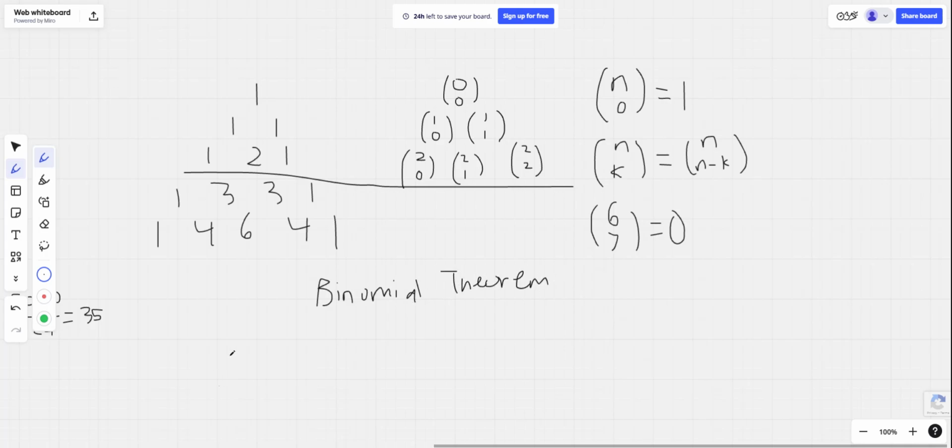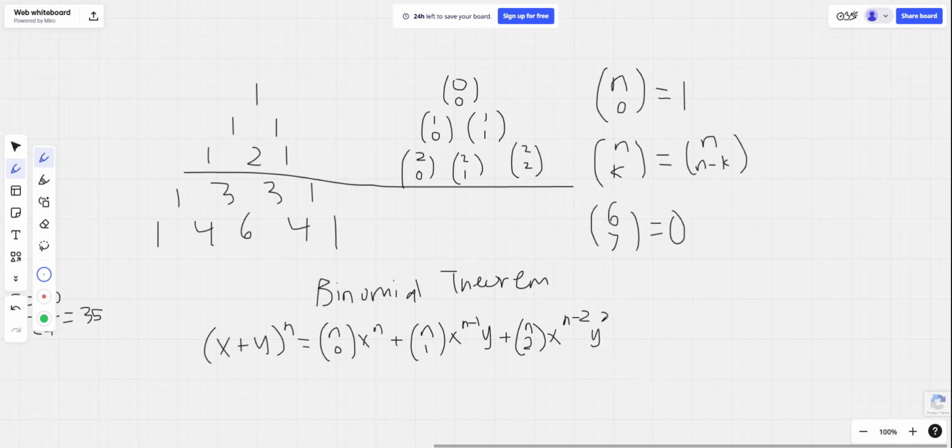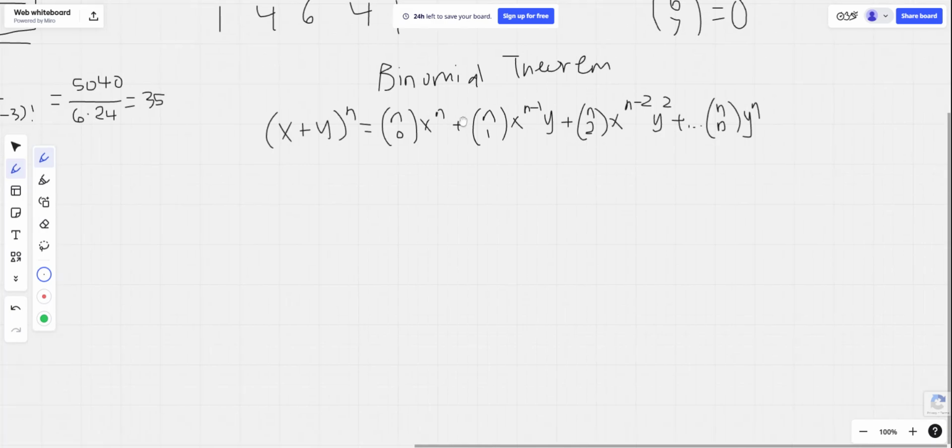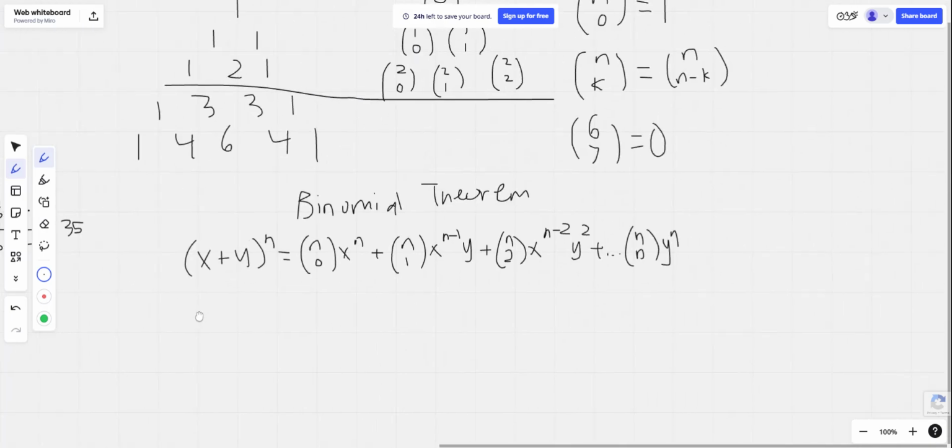Okay, so the binomial theorem states that if you expand (x plus y) to the nth power, you get n choose 0 x to the n, plus n choose 1 x to the n minus 1 times y, plus n choose 2 times x to the n minus 2 y squared, and so on until you get to n choose n and then x to the 0 y to the n. Now let's look at a quick example to see why that's the case.